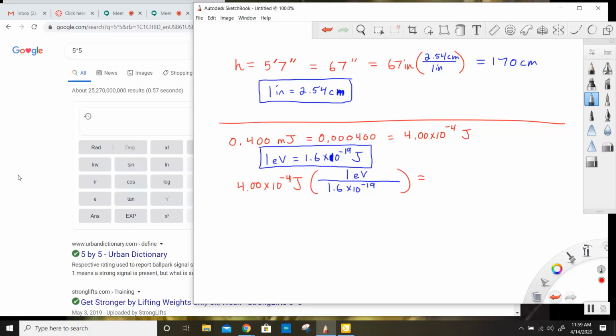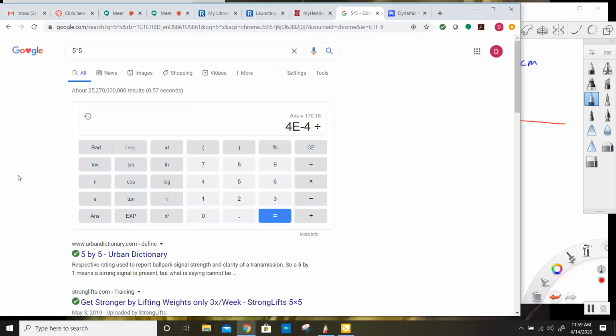It's 10 to the negative 19. Okay, and that's what we get. We divided by a very small number, and we ended up with a very large number. This is a super large number. It's not just a large number, it's a very, very large number. But that makes sense because units of electron volts are very tiny.